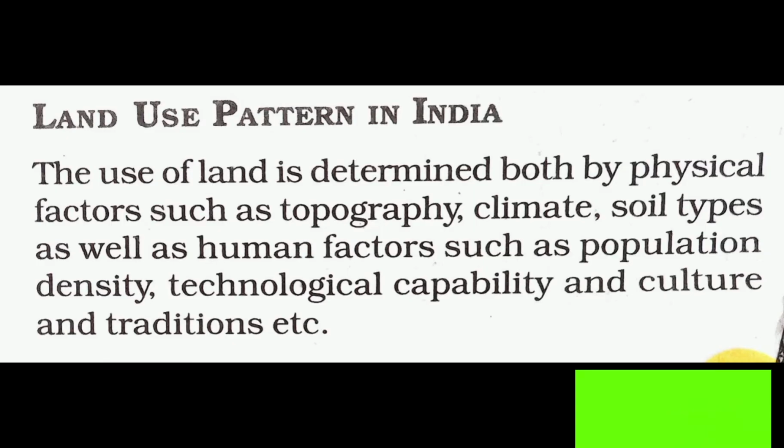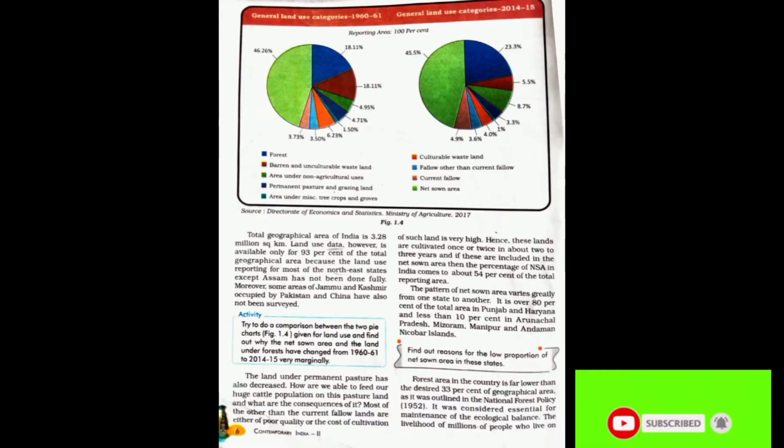Next, we can see the topic land use pattern in India. The usage of land is determined by both physical and human factors. Physical factors are dependent on nature, variables like topography, climate, and soil types. Next, human factors. It completely relies on human activities and usage, such as population density, technological capability, and culture and tradition, etc. Total geographical area of India is 3.28 million square kilometer.